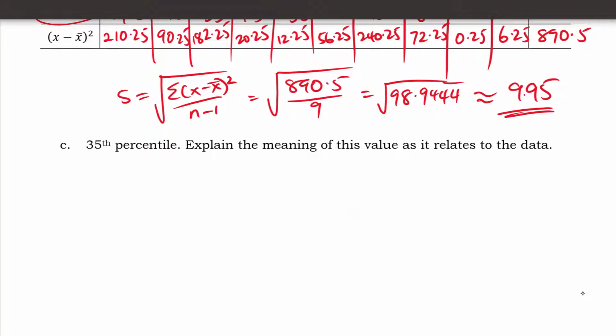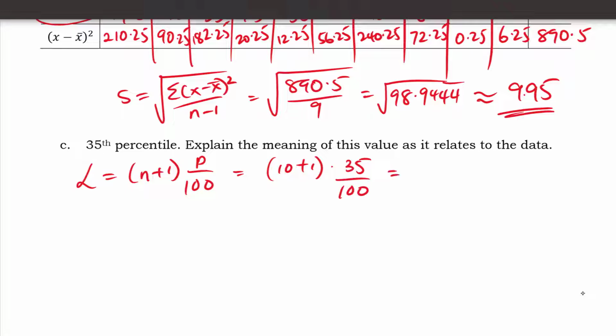Next, we want to find the 35th percentile. To find the 35th percentile, we first need the locator of the 35th percentile. So again, we're going to employ the locator formula here. N in this case is 10. So we're going to have 10 plus 1 times P, which is 35 over 100. And that will evaluate to 3.85. So that is the position of the 35th percentile.